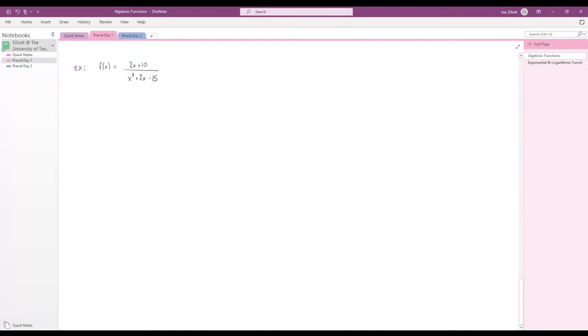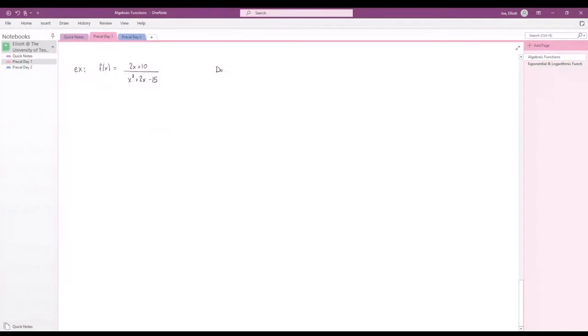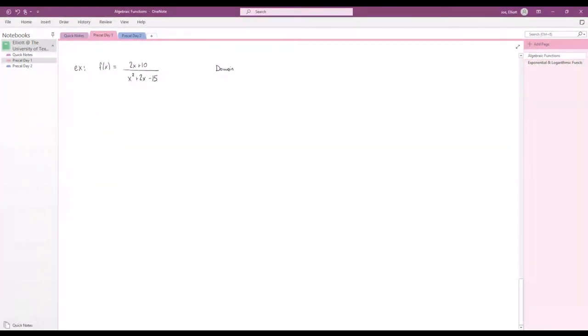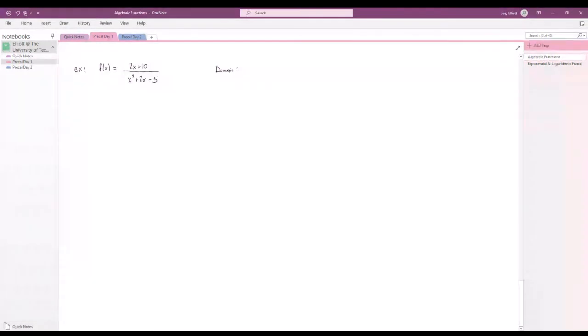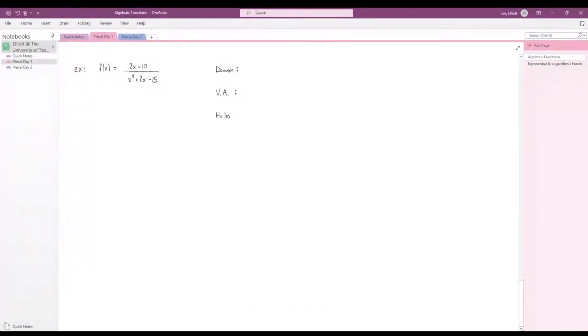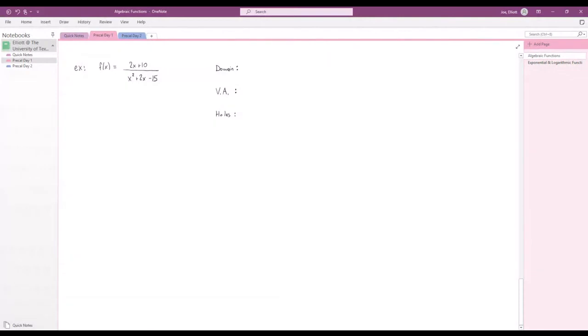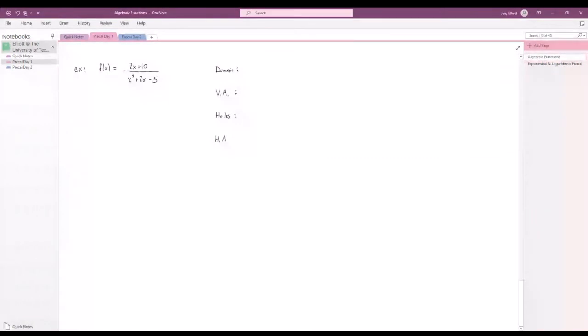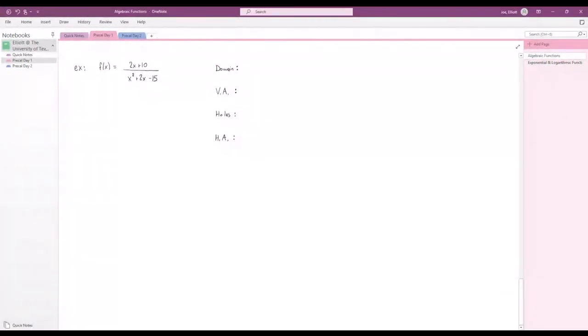Yeah, so for this function, we're just going to look at the same things that we've been looking at so far. If you guys could maybe work it out and tell me what's the domain of this function, where would the vertical asymptotes of this function be? Maybe where would the holes be as well, if there are any holes and or vertical asymptotes. And then we'll also talk about the horizontal asymptote as well, okay?